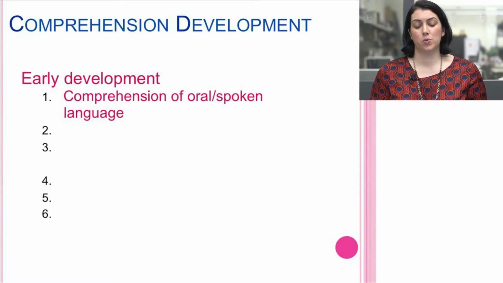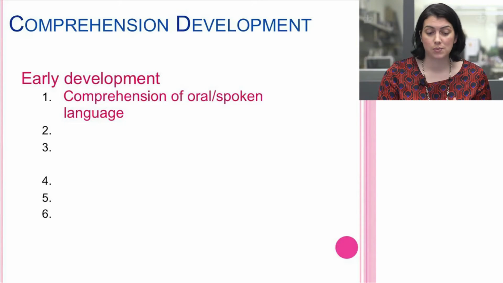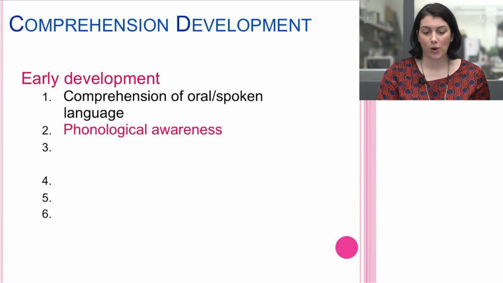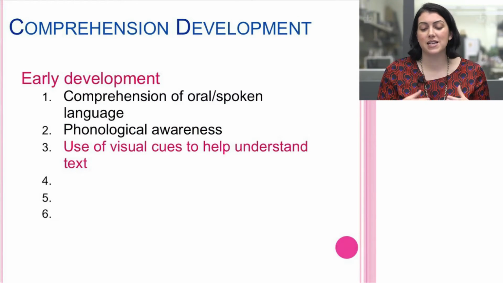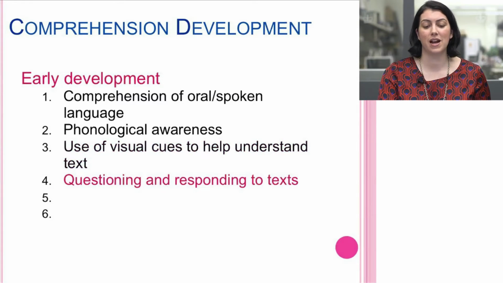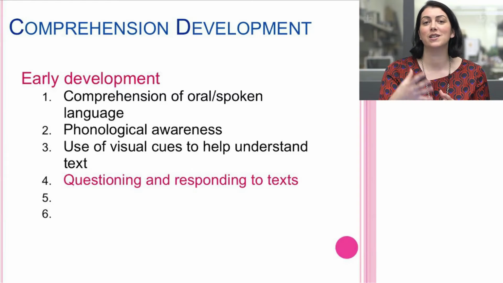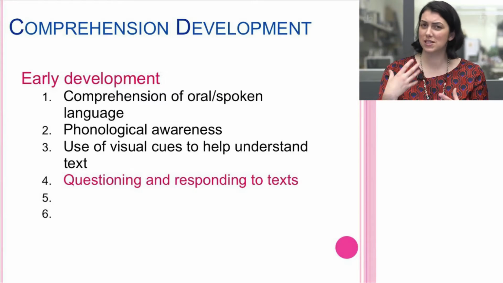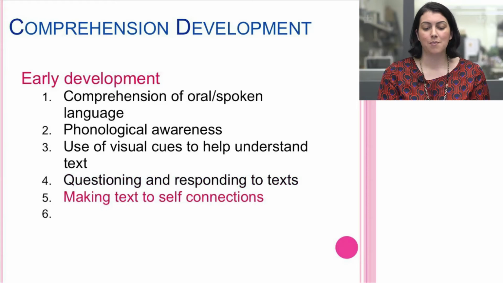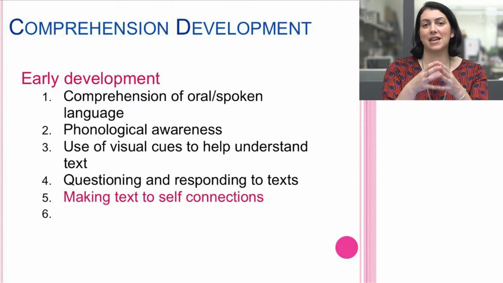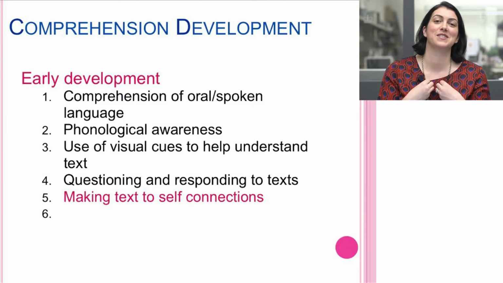In the early stages, we think of comprehension of oral and spoken language, phonological awareness, even comprehending the visual cues that help us to understand text using pictures for comprehension. Starting to develop deeper comprehension through having students at all levels, even as young as preschoolers, questioning and responding to texts. Making connections. We deepen this as students get older, but even with our youngest students, we want them to start to make connections between the text and their self.